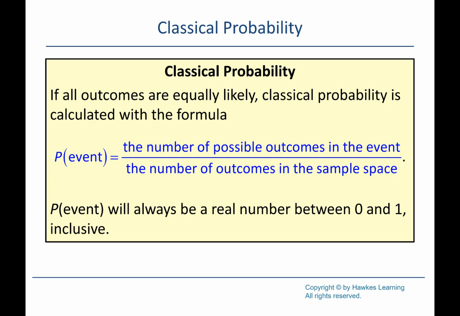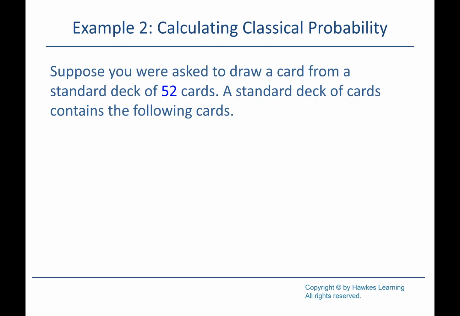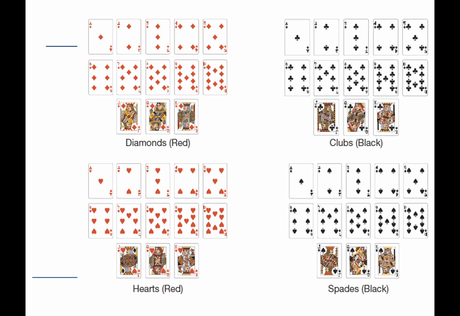So let's look at a classical probability. Suppose we're asked to draw a card from a standard deck of 52 cards. We've got the picture with all the cards, if you're not familiar with the cards in each deck, so we'll refer back to this. I've stretched it out and made it as big as I could. We'll come back and use our picture. This is in Hawks too. If you hover over where it says deck of cards, it'll pop up the picture, so you don't have to have it memorized.